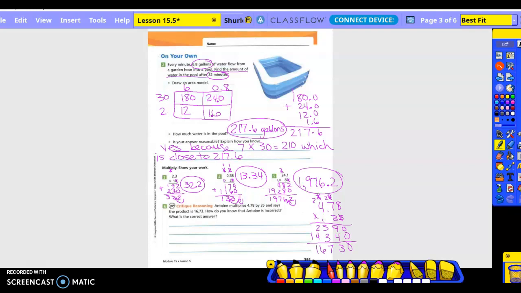And how many decimal places? 2. So our answer is 30 hundredths. So basically, he didn't put his decimal in the right spot, correct? Okay.